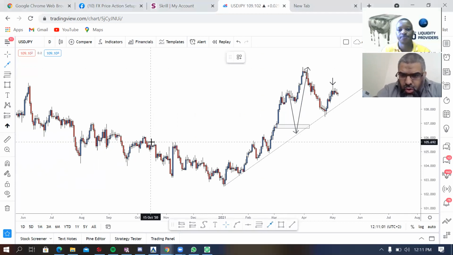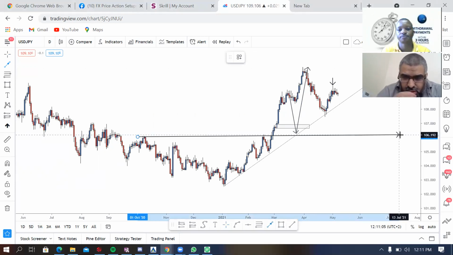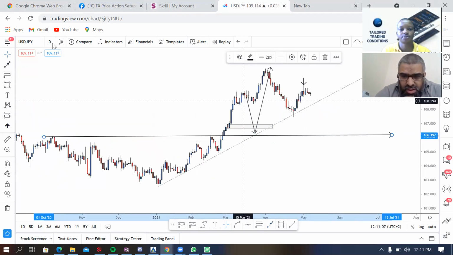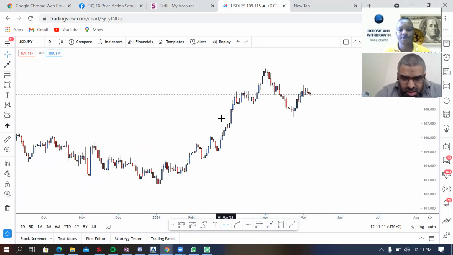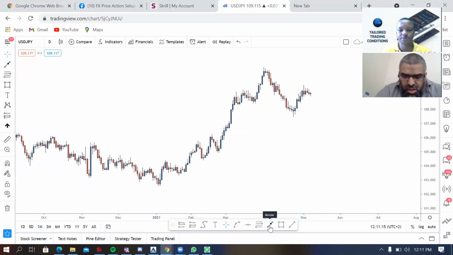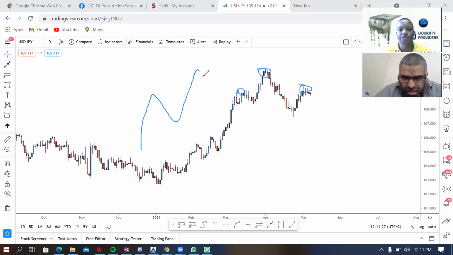If you go back to drawing the head and shoulder again, just go back to drawing the head and shoulder. Let me just get rid of everything. You're saying about the head and shoulders. Just draw the head and shoulder again, like you were drawing it when it was going down to that level.